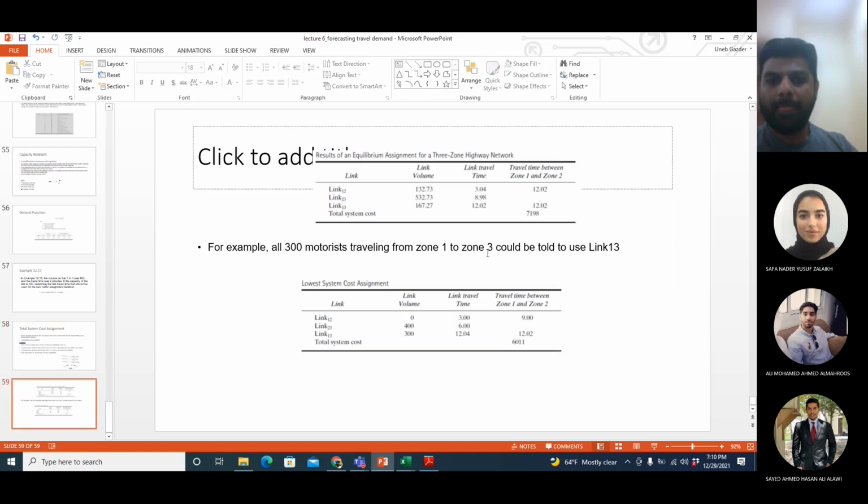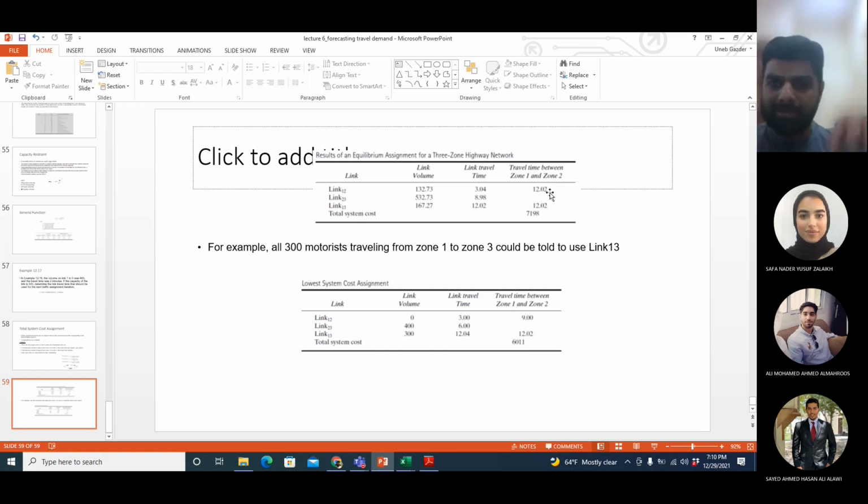So you can see here, 2 to 3. So 400 are going from 2 to 3. And out of the 300, 132 are using the route 1, 2, and 3, and the remaining 167 are using the route 1 to 3 directly. Why? On the basis of travel time. So you see, if I put these values, then the total travel time to go from 1 to 2 to 3 is 12.02, and to go from 1 to 3 directly is also 12.02. So this is equilibrium, that both routes are giving you the same travel time.